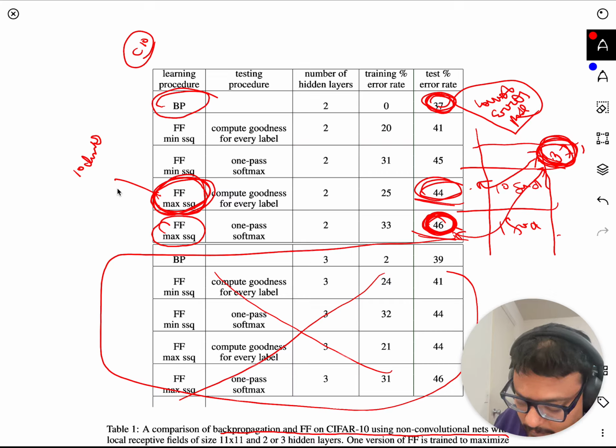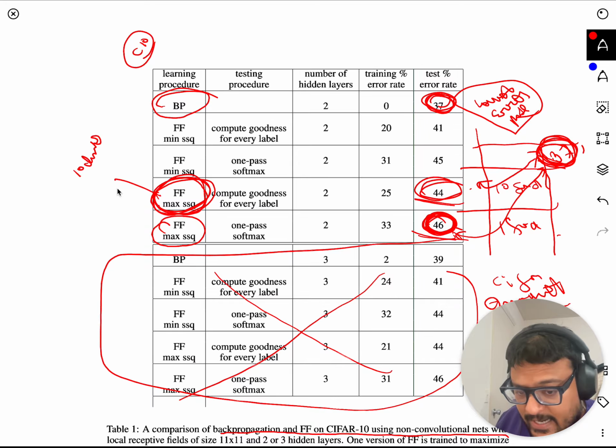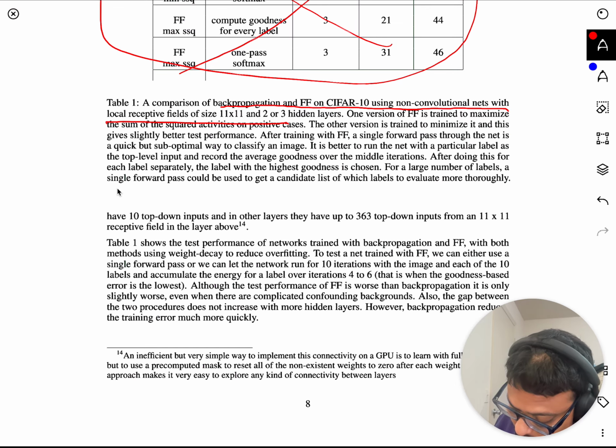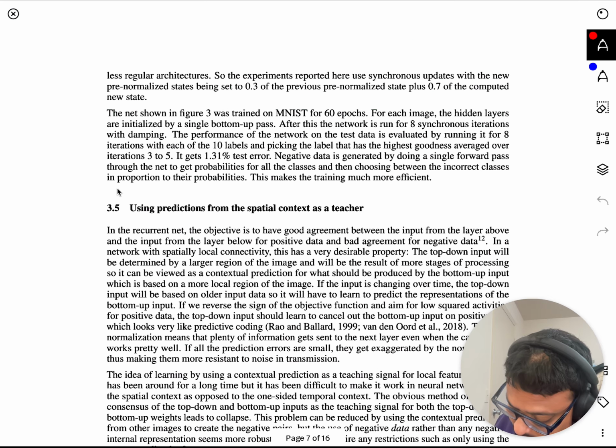And the forward algorithm is able to do well on CIFAR 10, but it doesn't do well on CIFAR 100 or even ImageNet. Okay, so this is all the algorithm which Hinton wrote about, and that is really important. And now let me look at his experiments.